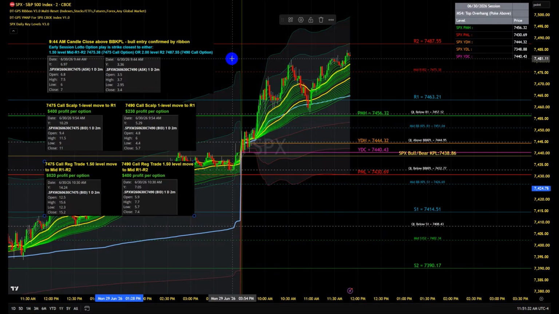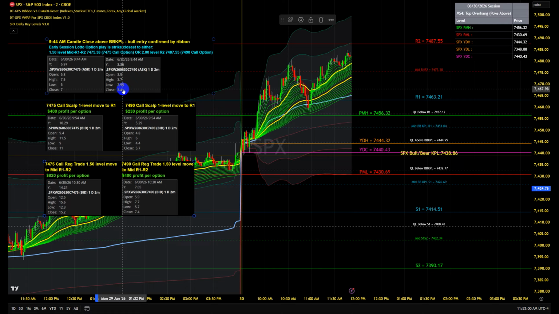As you can see here, there's quite a price difference. Here we have the 74.75 call option. The price is $7 on the entry. The 74.90 is $3.40. Compare that to the standard play. Remember, the standard play was $23.60 for that entry. So there's quite a difference in the cost.